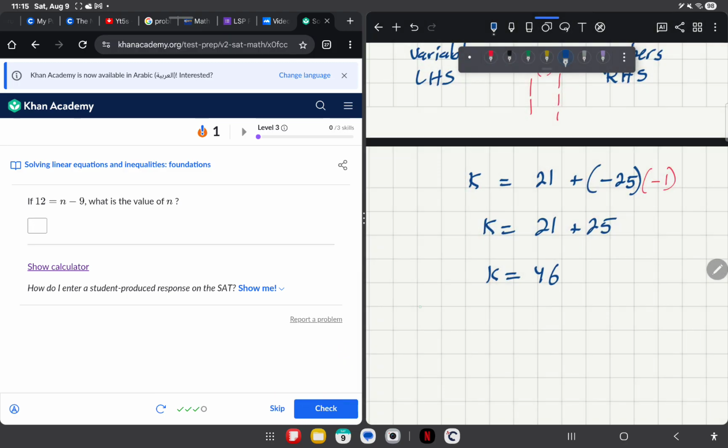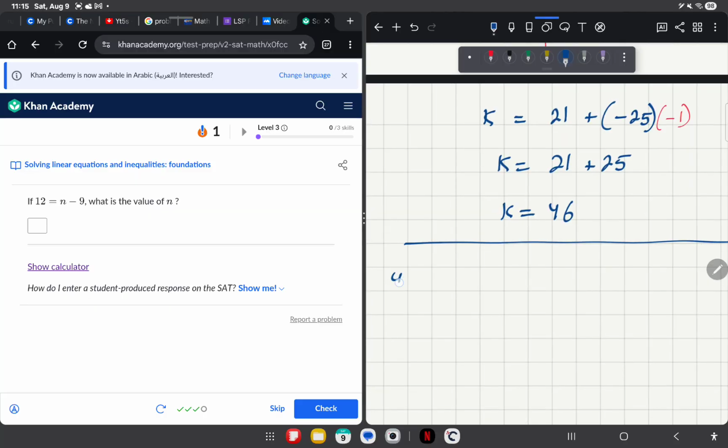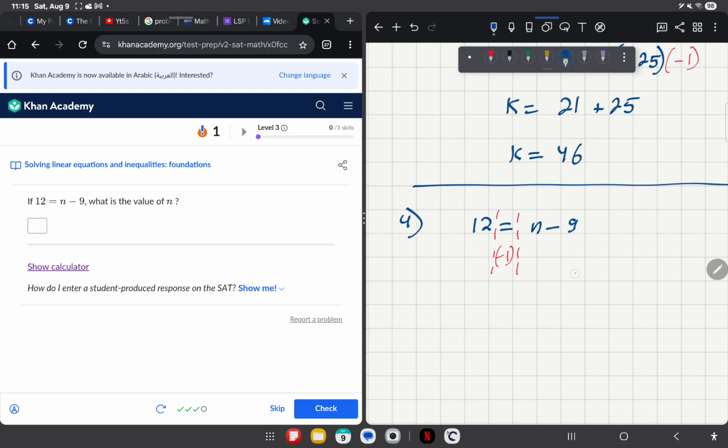Now let's go for the last one, number 4. 12 is equal to n minus 9. So n minus 9, what do I get? Again, with the border over here. Now choose which side you want to keep. The variables now are on the right-hand side, and the numbers are on the left-hand side. So I want to move -9 to the left. I want to move -9 to the left-hand side.